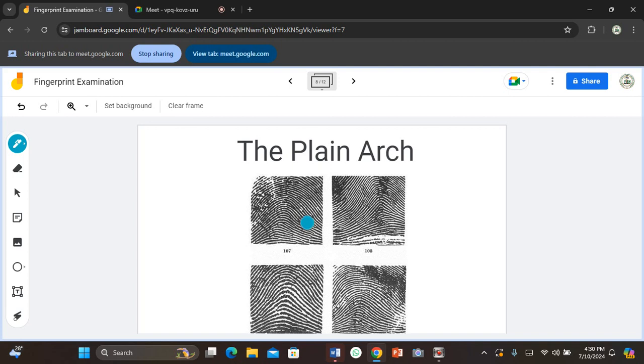The plain arch is the most simple of all the fingerprint patterns. You can easily recognize them. As soon as you see them like this, you can see this is a plain arch. This is an arch and a plain arch. And it's easily distinguished. So if you look at this figure and this figure and the other one, figure 107 on the screen, and that of 108, you can see that they are samples of plain arch.